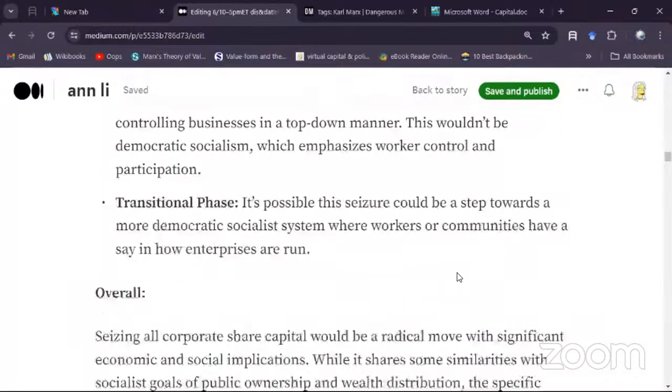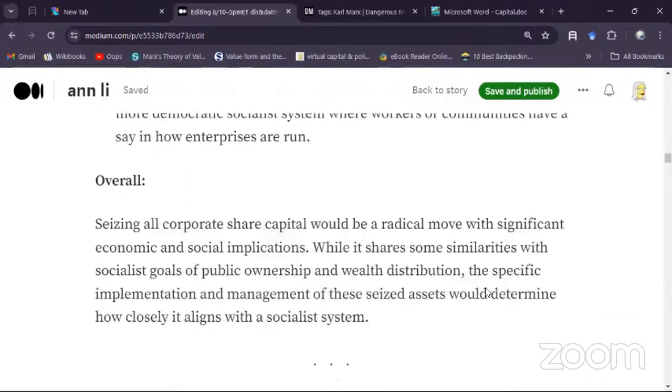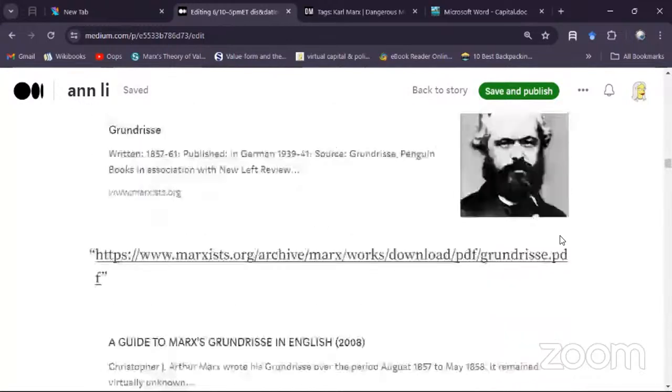Transitional phase. It's possible that this seizure could be a step towards a new, more democratic socialist system where workers or communities have a say in how enterprises are run. This is that moment, that Feldo-Nader moment. Overall, seizing all corporate share capital would be a radical move with significant economic and social implications. While it shares some similarities with socialist goals of public ownership and wealth distribution, the specific implementation and management of these seized assets would determine how closely it aligns with the socialist system. Thank you, Jim. So that's the AI version of it. Needless to say, that could be refined a lot.